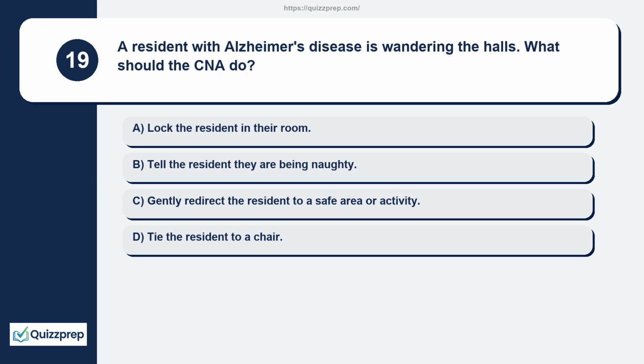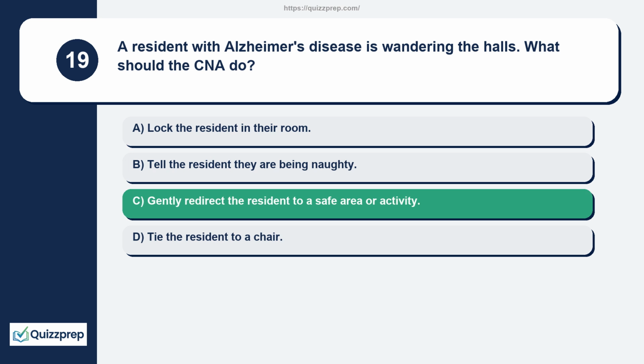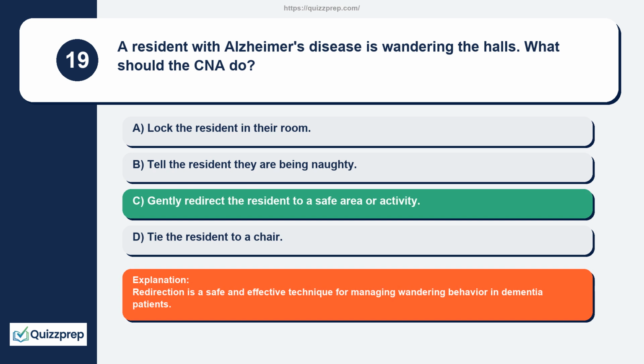Question 19. A resident with Alzheimer's disease is wandering the halls. What should the CNA do? Lock the resident in their room, tell the resident they are being naughty, gently redirect the resident to a safe area or activity, tie the resident to a chair. Redirection is a safe and effective technique for managing wandering behavior in dementia patients.